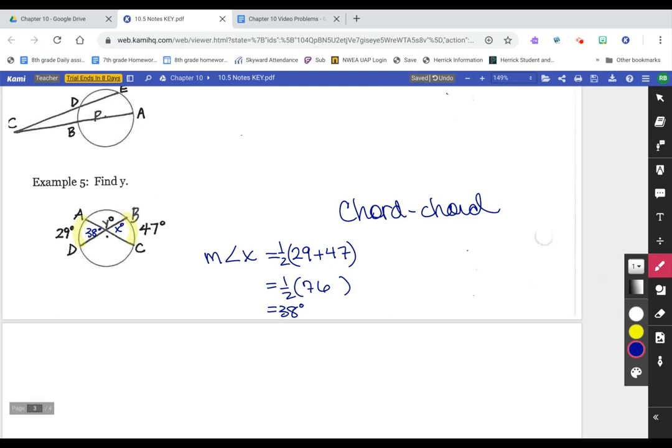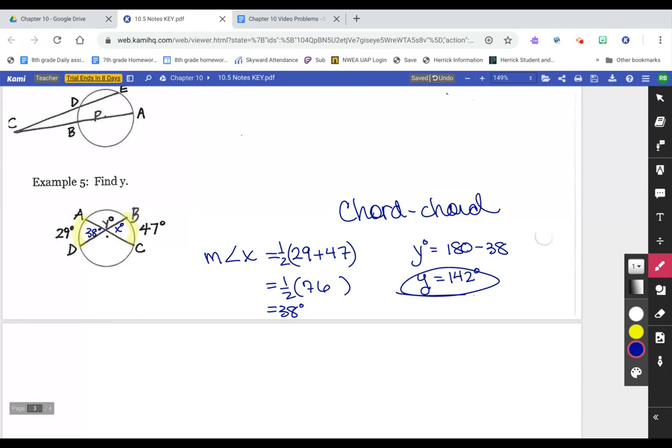Now to figure out Y, well, they're supplementary. So Y would equal 180 minus that 38. So you end up getting 142 degrees for the measurement of angle Y.